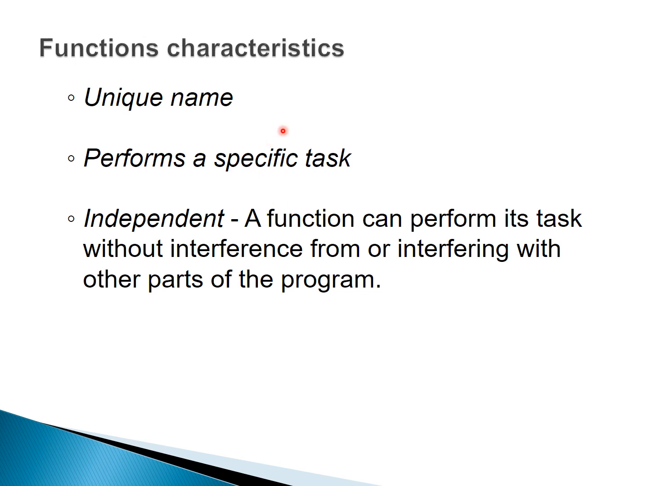Here we have some function characteristics. Unique name: every function should have a unique name in a single program. It performs a specific task. Again, that specific task depends on the requirement of a programmer or user. Independent: a function can perform its task without interfering with other parts of the program, so every function is executed independently.